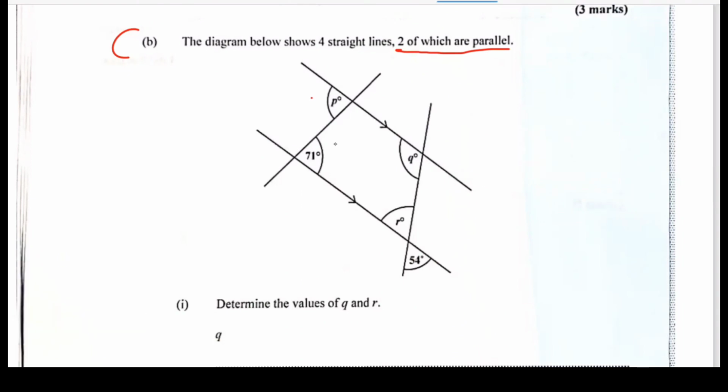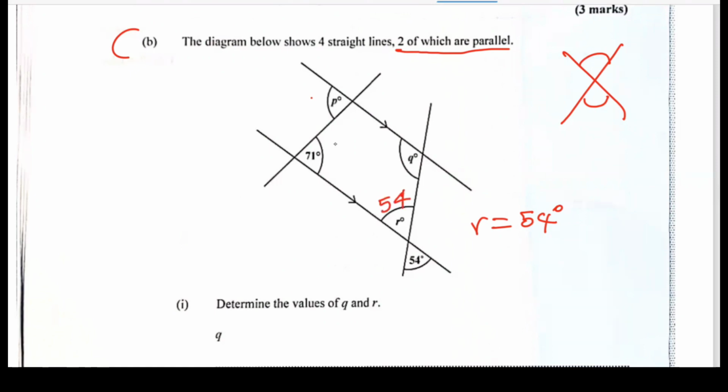Q and R. Now, right now, as you could see here, the value of R here is 54. Yes, so R is 54 degrees. Vertically opposite angles are equal. So this here is 54.